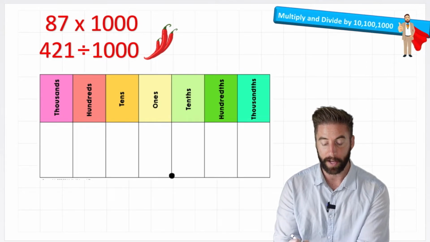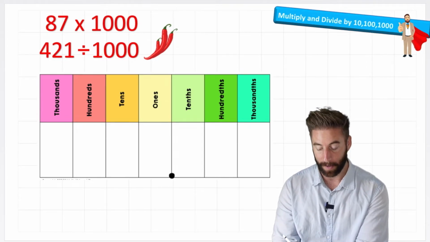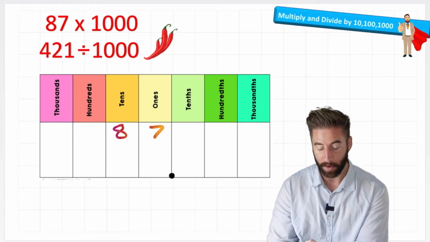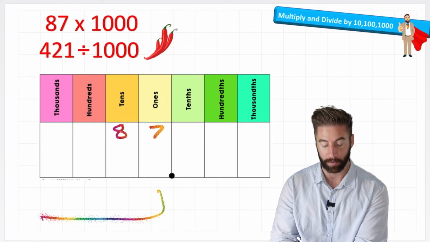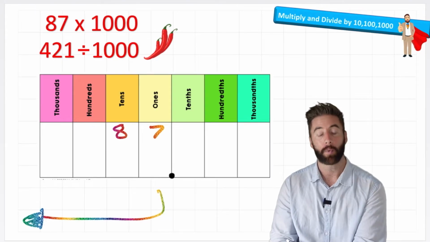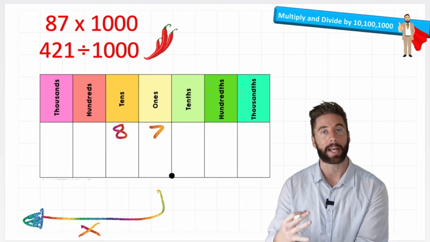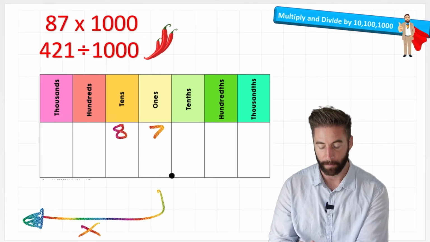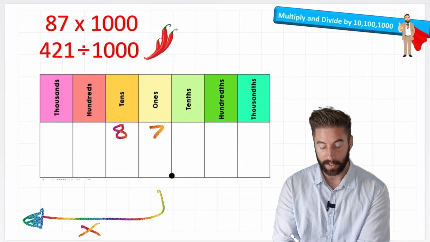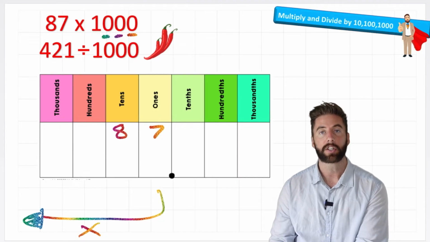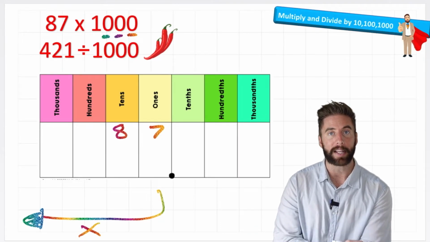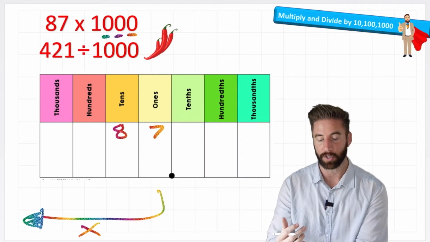So same rule applies. I'm going to put my 87 in place, but now I'm multiplying by 1000. So how many places am I going to move it to my left? Because remember, when we're multiplying, we move it to the left because we're getting bigger along our place value chart. Well, I'm going to look at my 1000. I can see I've got 1, 2, 3 zeros. So therefore, I'm going to move it 3 places to my left, making it 1,000 times bigger.